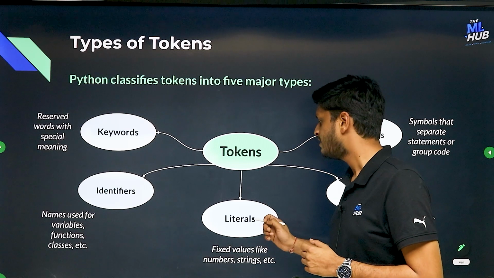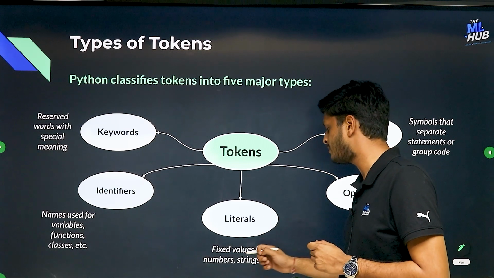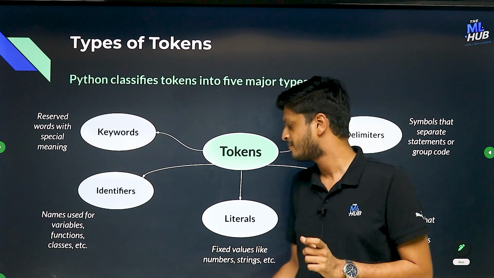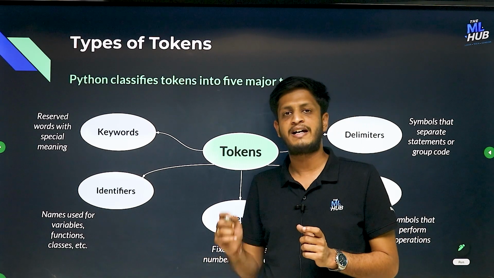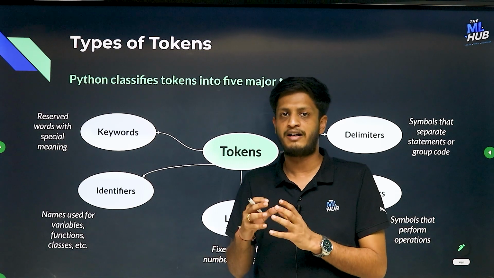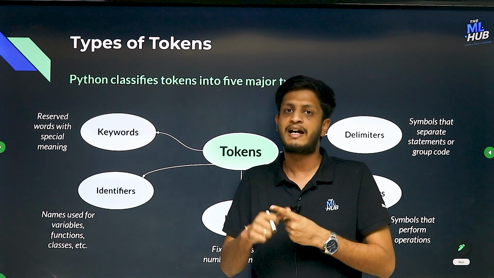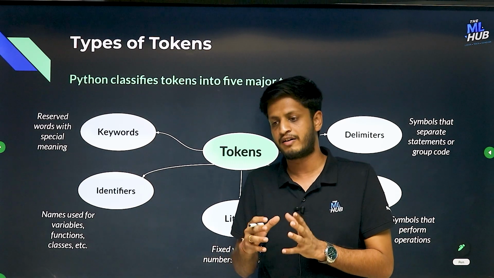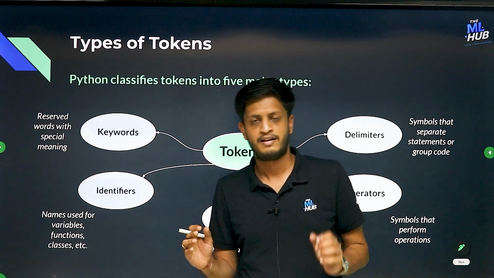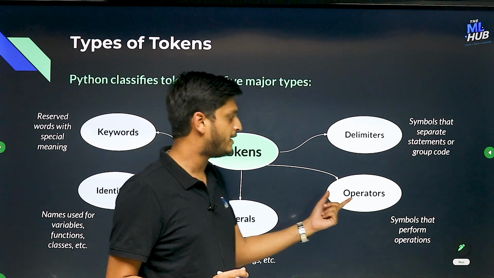Next is literals. Literals are the fixed values like numbers, strings, etc. So any fixed value that we write in a Python program is called a literal. So if I write A = 10, then that 10 is a literal. So any fixed value that we write, it can be a number, a string, a collection, any type of value that we are giving to a variable, any value that we are writing is called a literal.